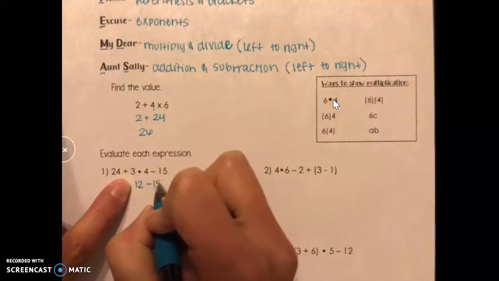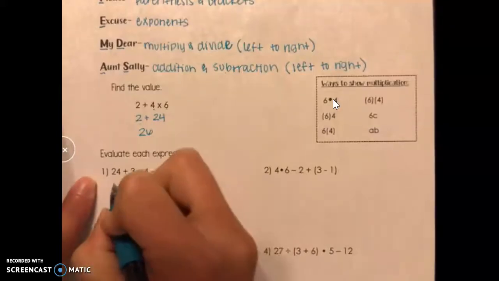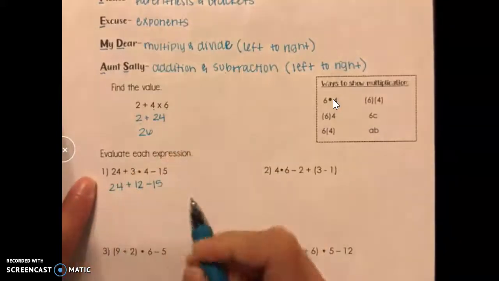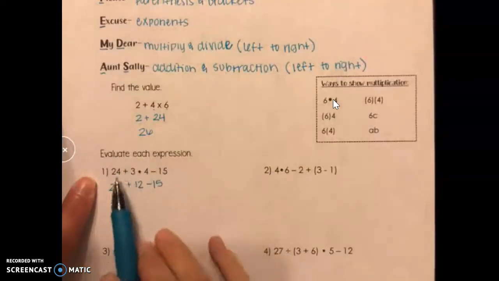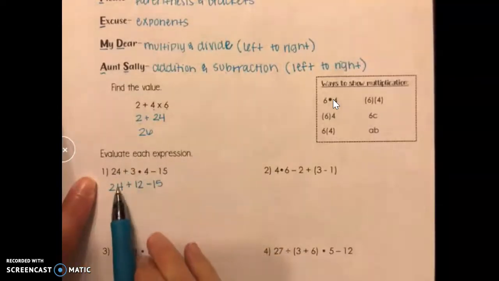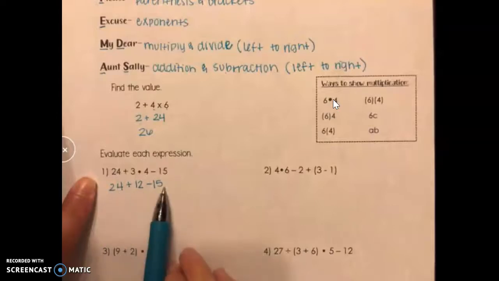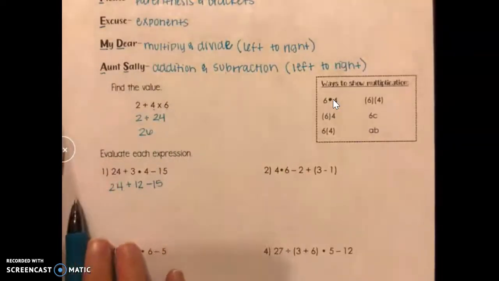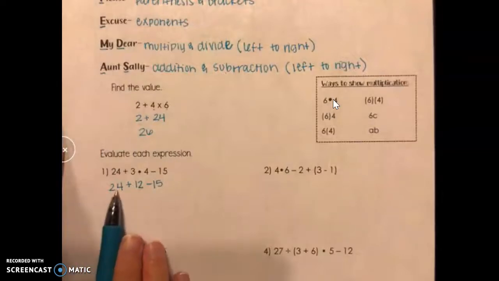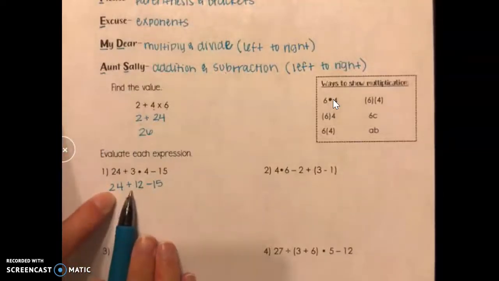I'm going to bring everything straight down with this. Okay, so notice how I brought everything straight down. Now let's start over here. So I had multiplying. Do I have any more multiplying? Nope. I have Aunt Sally, so I have addition and subtraction. We're going to go from left to right, so whichever one comes first. The addition one comes first, so we're going to do that one first.